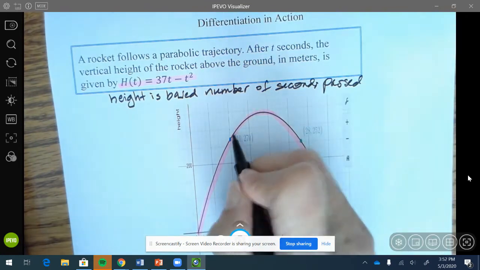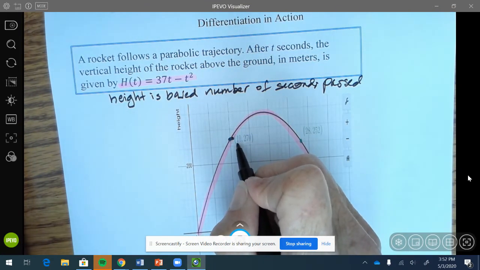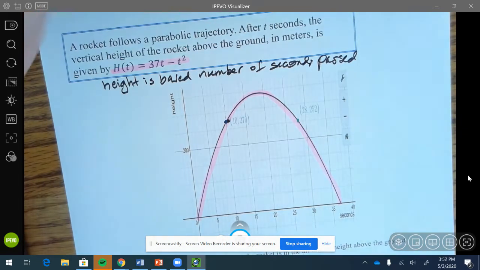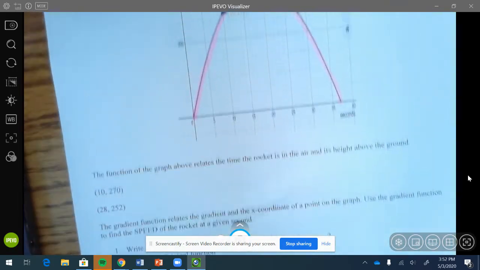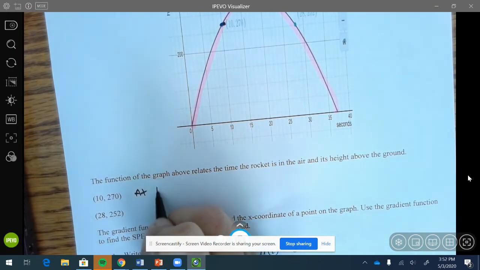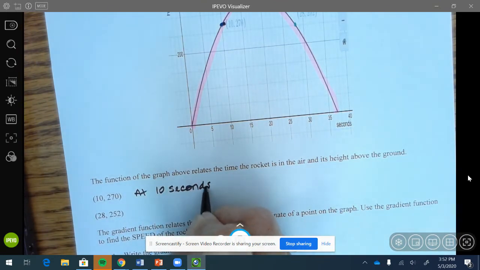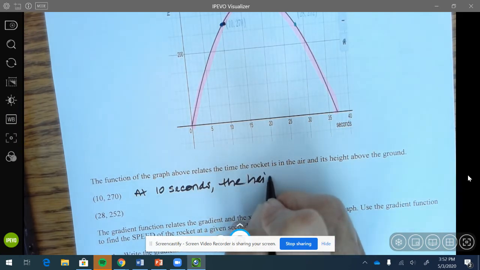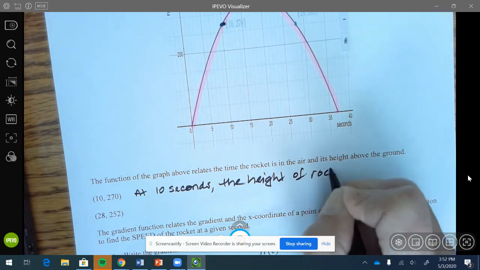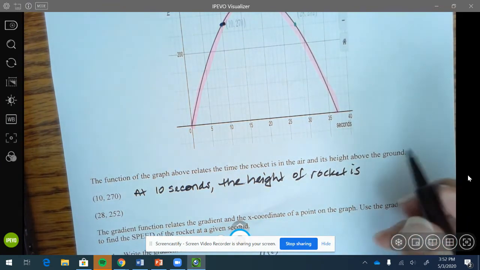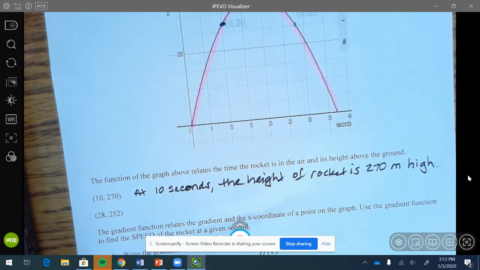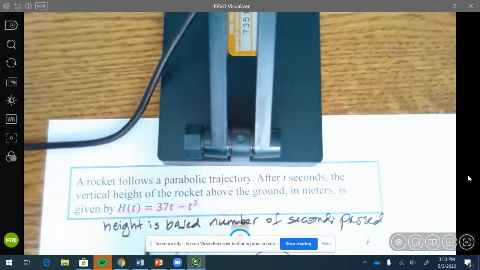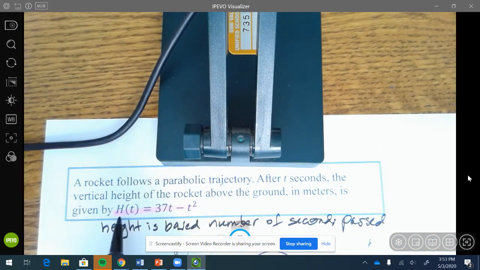So if I want to know at this point here, 10 seconds passed, that means that's my t. So I want to interpret what this graph shows. This says 10 to 70. So at 10 to 70, what that means in words is that at 10 seconds, the height of the rocket is 270 meters high. Okay? Notice 10 to 70 is what we would have gotten if we had substituted 10 for t in this equation, and that would be our outcome.